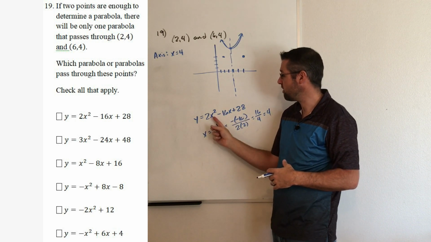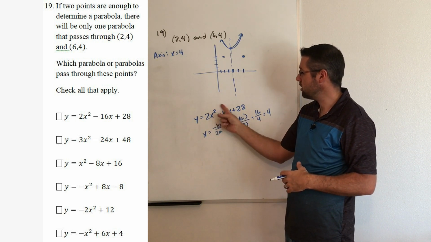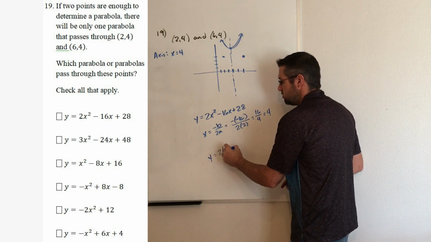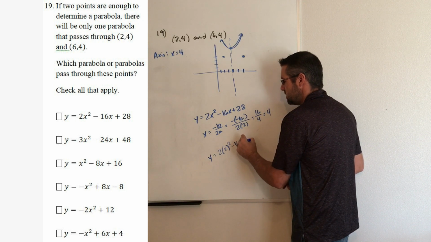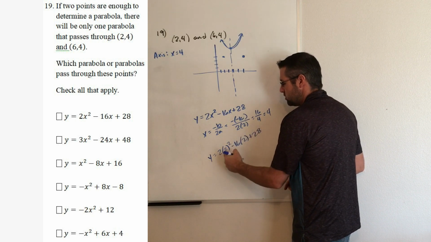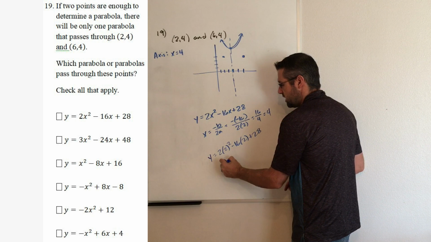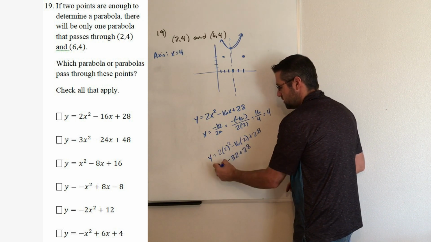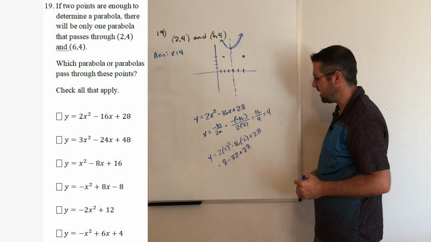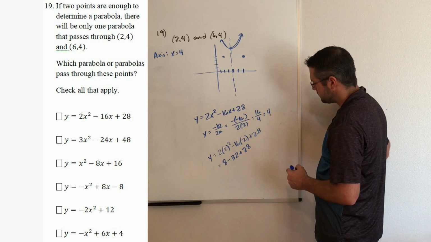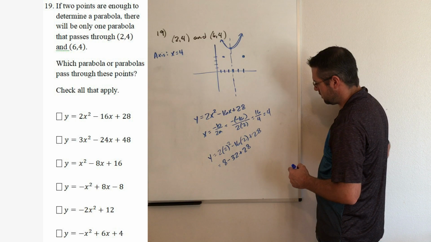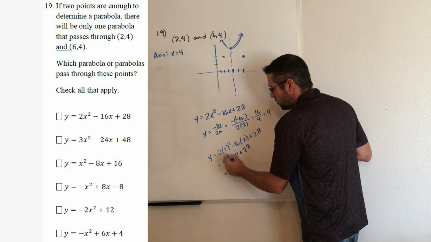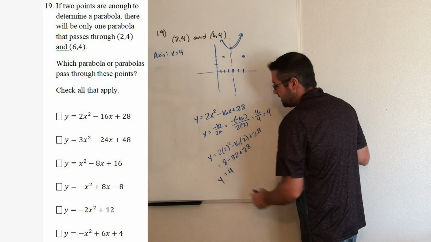point actually works. So if I plug in 2, let's plug it in. y equals 2 times 2 squared minus 16 times 2 plus 28. So we end up with 2 squared is 4 times 2 is 8. 16 times 2 is 32. And then from there we solve it. 8 minus 32 is negative 24. Negative 24 plus 28 is 4. So when x equals 2, y does equal 4.